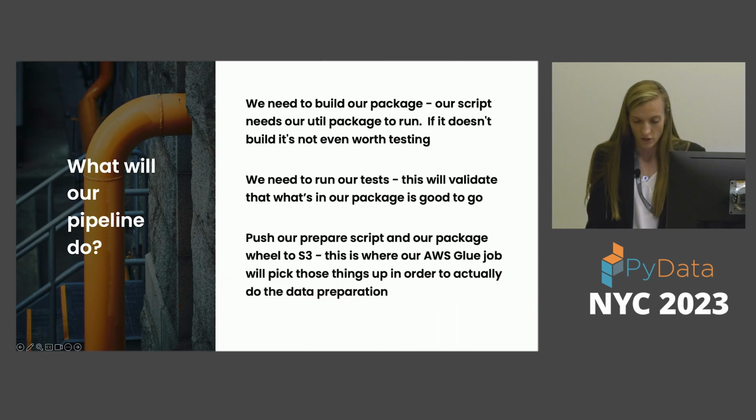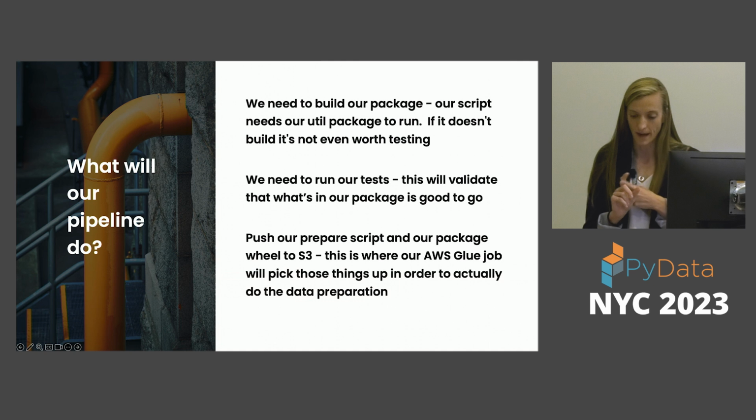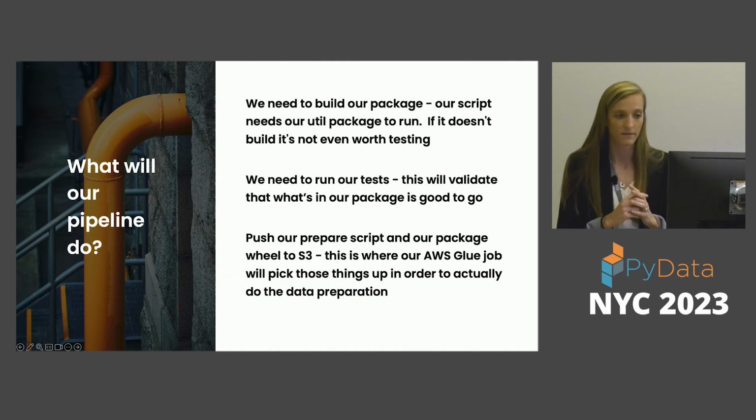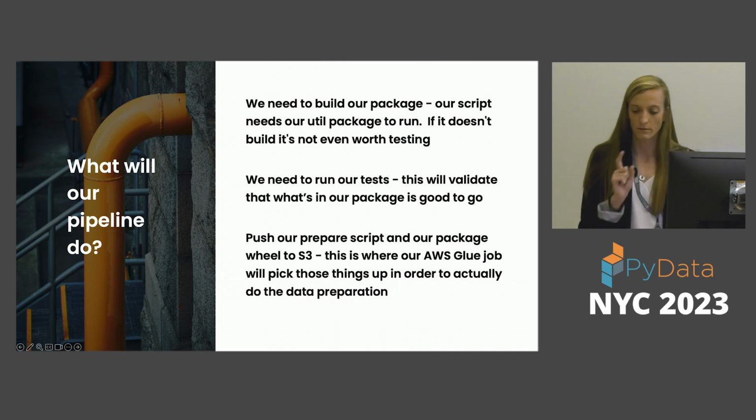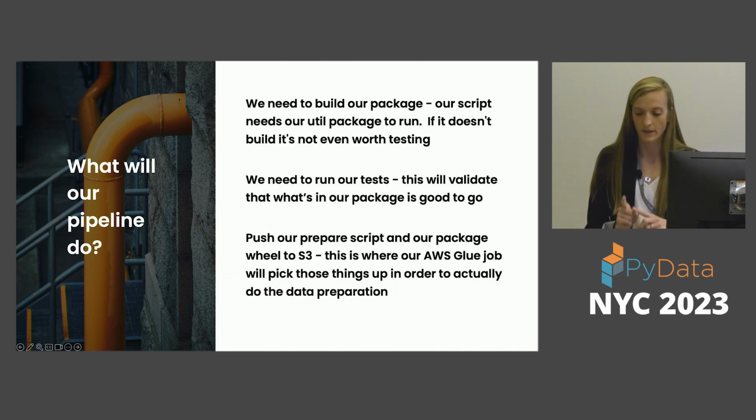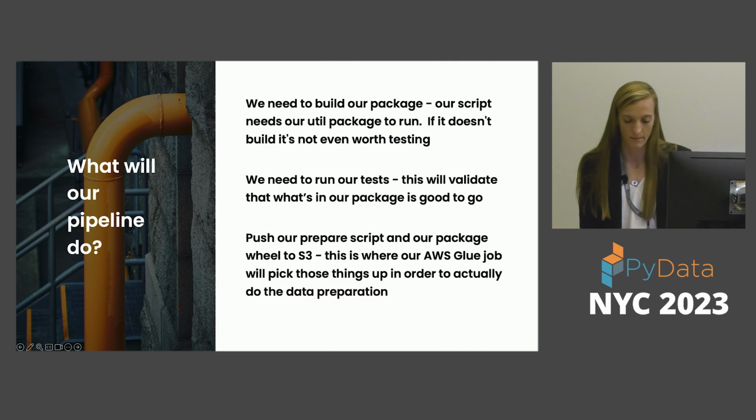Okay, so first let's take a second and talk about what our pipeline will need to do. First, it will need to build our package because our script, again, needs our utility package to run. So if it doesn't build, we probably don't even need to bother with the tests just yet. But if it does build, we'll need to run our tests. This will validate that our package is good to go. Then we'll push our prepare script and our utility wheel to S3, where our AWS Glue job can pick those things up in order to actually do our data preparation.